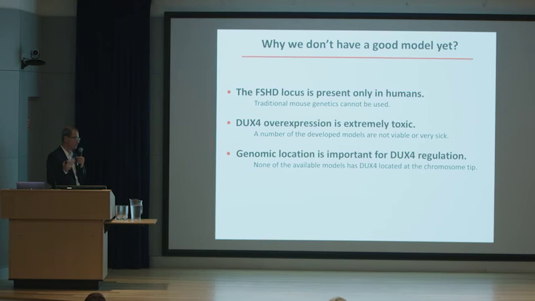There are a number of reasons why this is not possible at the moment. Some of them are listed here. One of the reasons is that the genetic region associated with the disease is present only in humans. So mice, for example, the typical animal frequently used in the lab to generate animal models, don't contain the FSHD locus. This means that the classical approaches that everybody uses in the lab to generate animal models cannot be used to model FSHD.